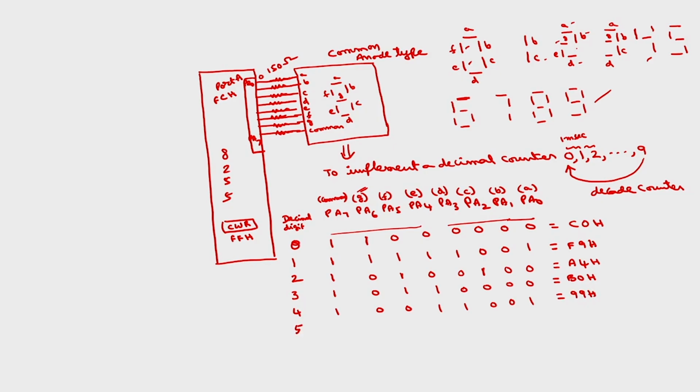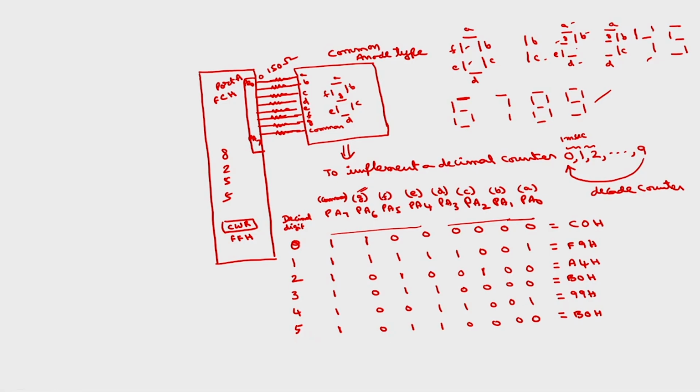Corresponding to 5, this will be 1. 5 means except F and E, F and E will be 1s, remaining all will be zeros. So, this will be B0H. This is B0H, 1 0 1 1 0 0 0 0. 5 is B0H.